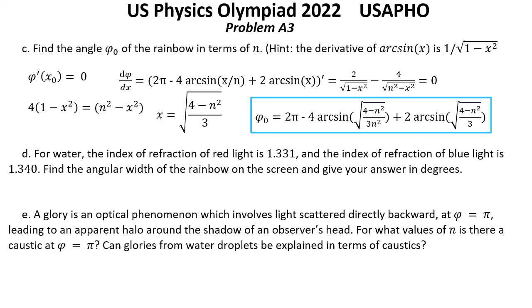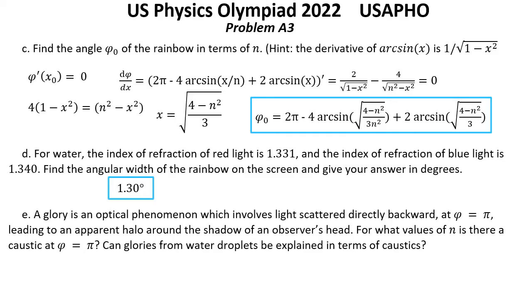Question D. For water, the index of refraction of red light is 1.331 and the index of refraction for blue light is 1.340. Find the angular width of the rainbow on the screen and give your answer in degrees. Solution. Substituting these two indices of refraction into the above equation and subtracting the results yields an angle of 1.30 degrees. That was the solution for question D.